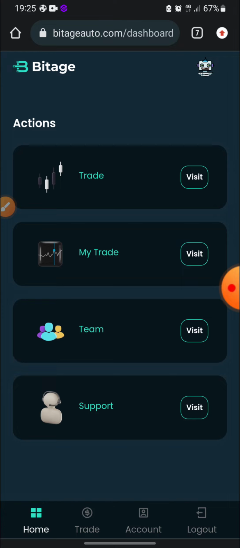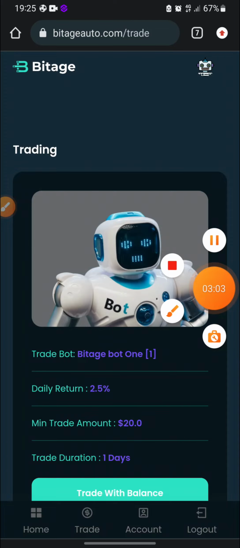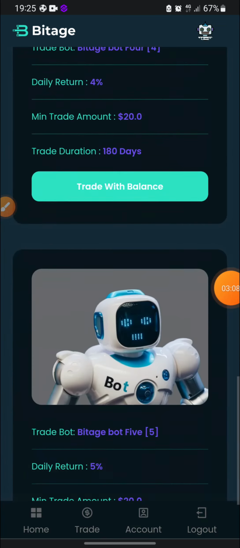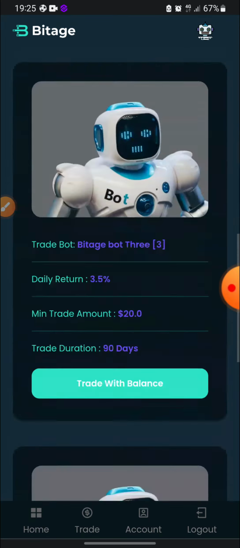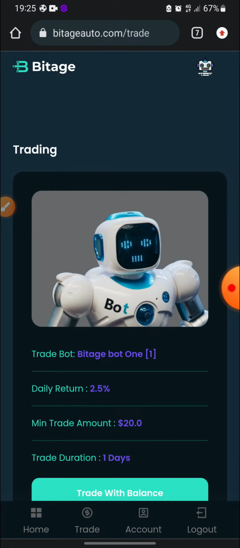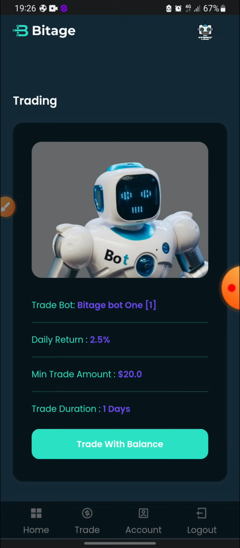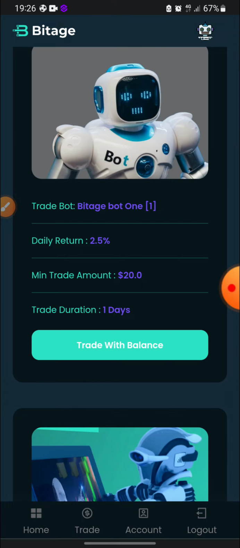That's it. So this is the trade. You visit the trade. Let's wait for it to load, guys. So these are the bots which these people have. I think they have 4 bots. Yeah, they have 4 bots or 5. They have 5 bots, they have added one. So this one returns 2.5% of your capital to you daily, and the minimum trade amount is 20 USDT. So you get 2.5%, which is equivalent to 0.5 USDT daily. You can withdraw your money anytime. The trade duration is just every day.